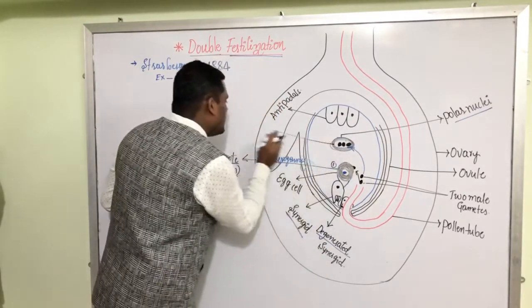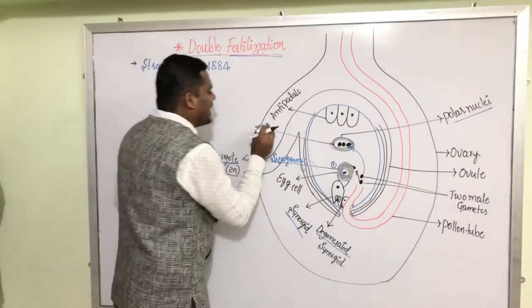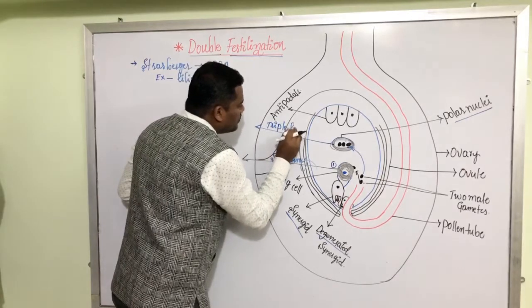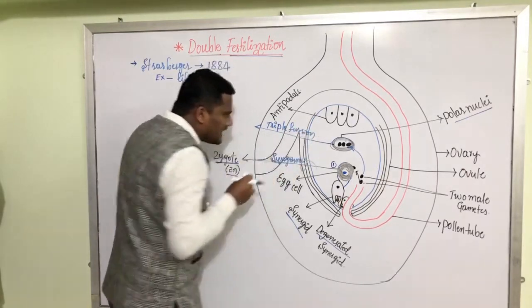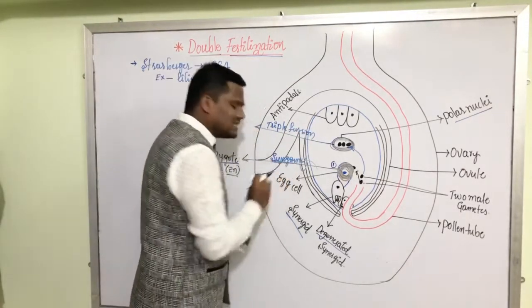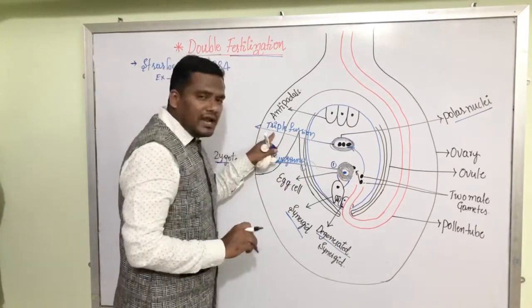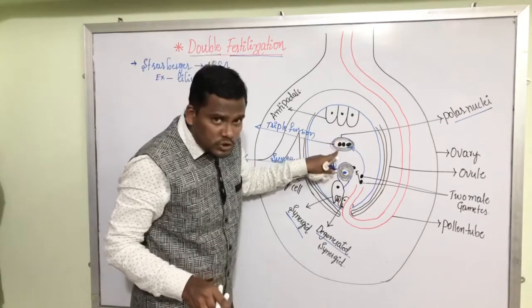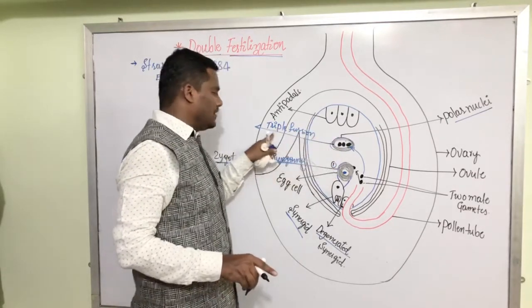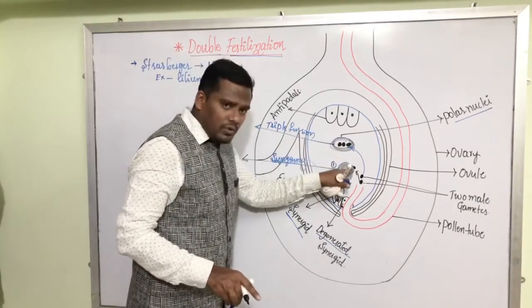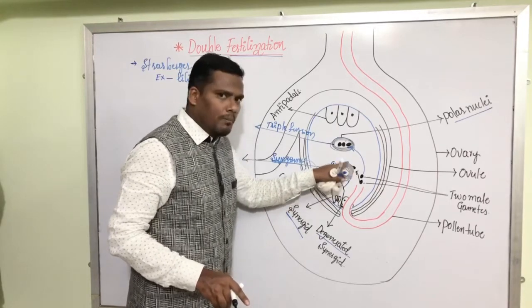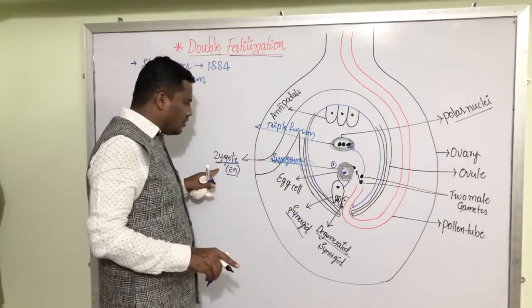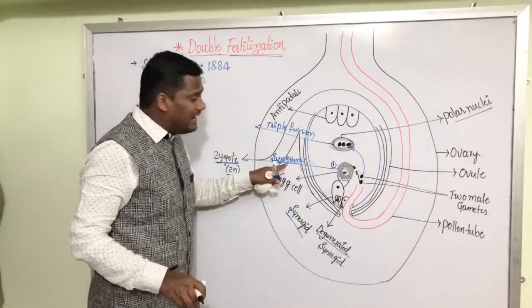Hence, this event is called triple fusion. Why is it called triple fusion? It is called triple fusion because here three nuclei get fused together. In syngamy, two nuclei, one from the male and the other from the female, fuse to form the zygote.